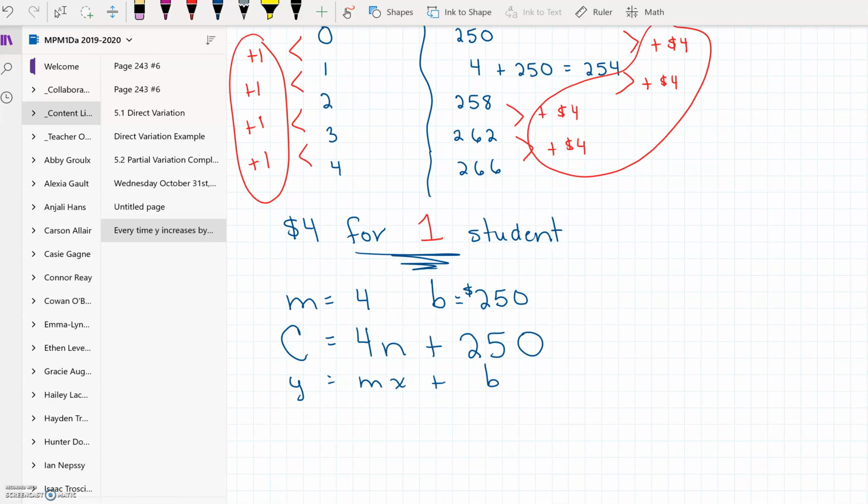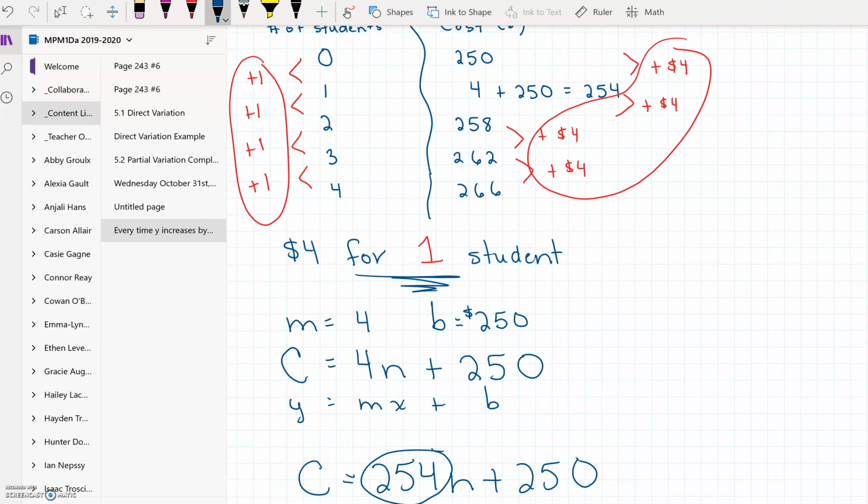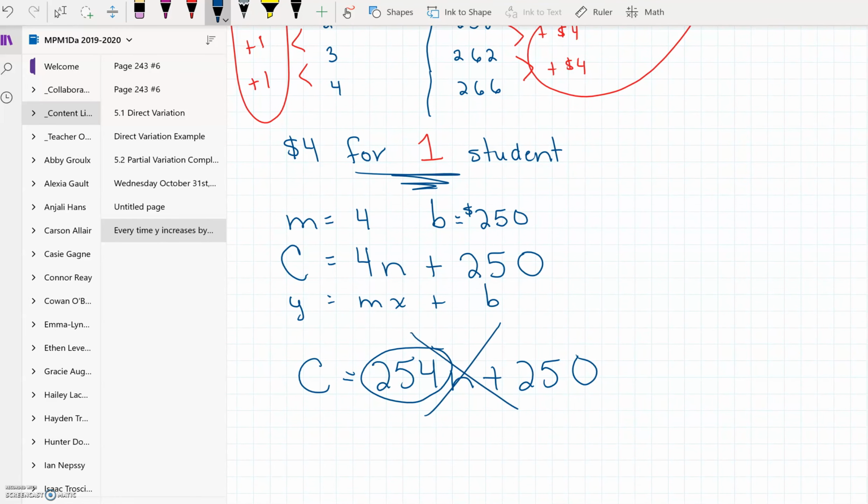What I don't want you to do is write that the cost is 254N plus 250, because this would mean that it's $254 per student. And that's not the case. It's not $254 per student. It's $4 per student. And I got that 254 up here in my table by going to 1. So if you do that for partial variation, it is wrong. Okay? So I'm just going to put a big X on that.